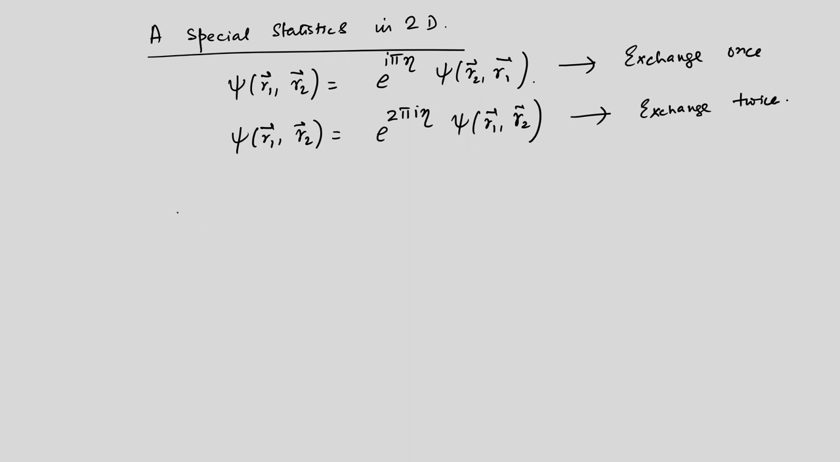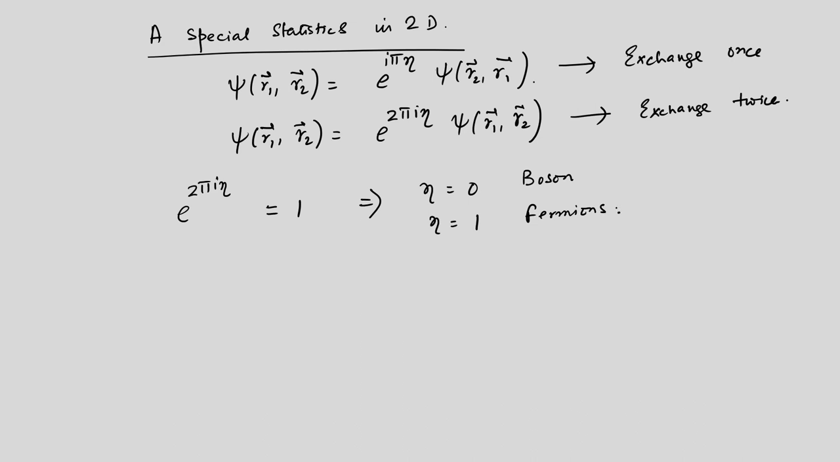Okay. So that tells you that exponential 2 pi i eta has to be equal to 1, that tells you that eta equal to 0 or eta equal to 1, both are possible, and this is the choice for bosons and this is the choice for fermions.